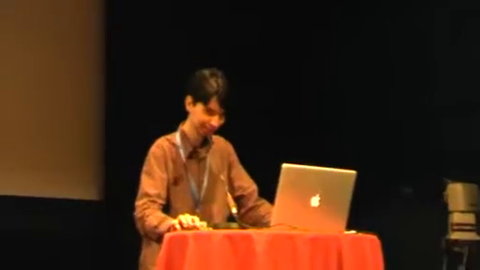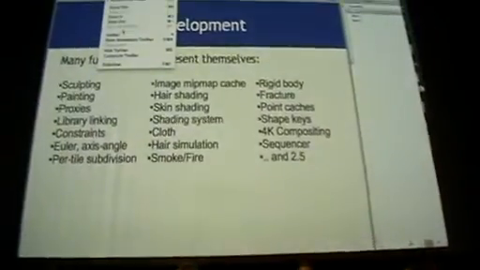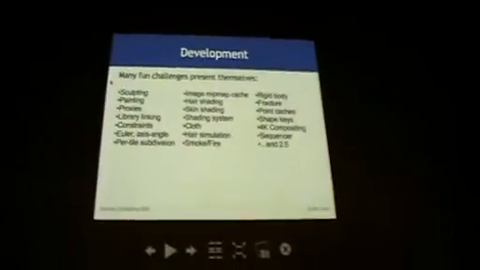It's not actually very detailed. I mean, it's 3 slides, but. Okay.